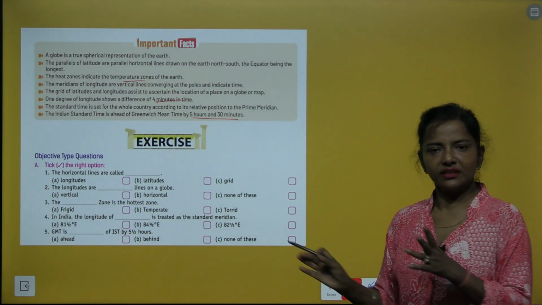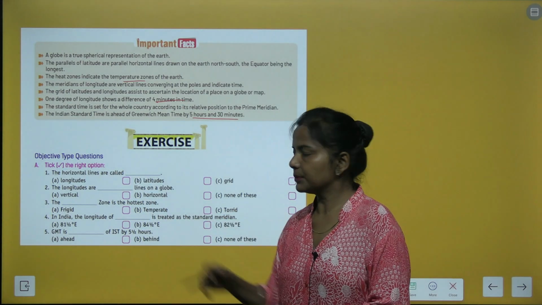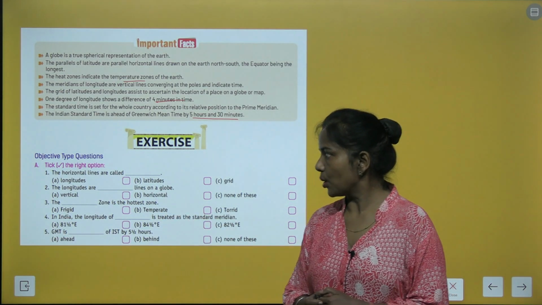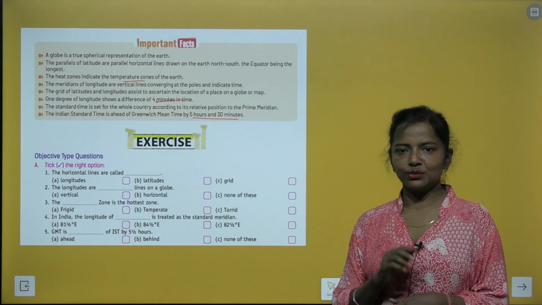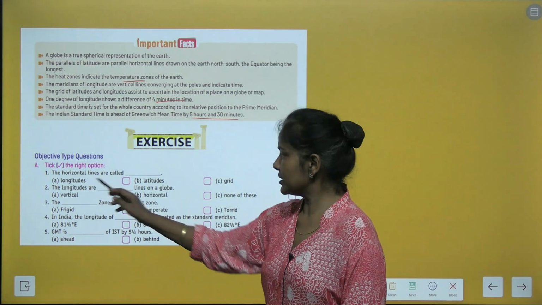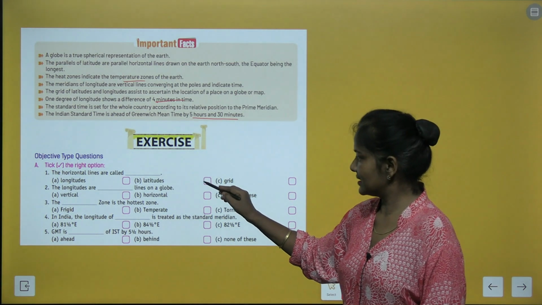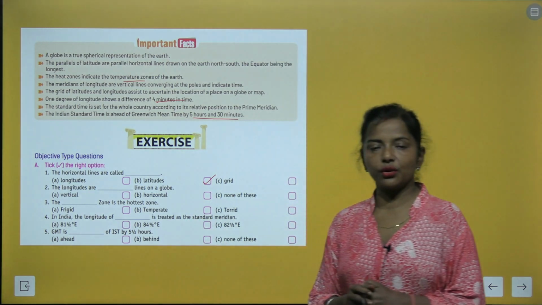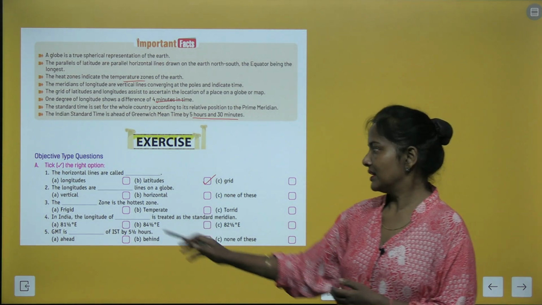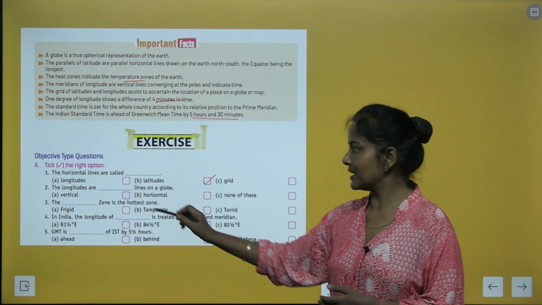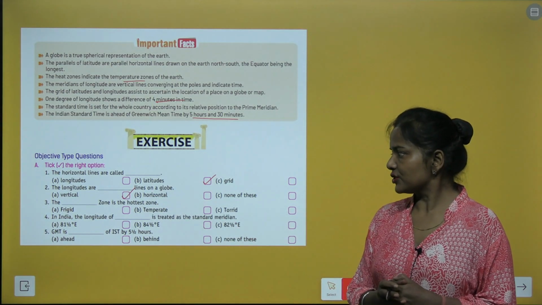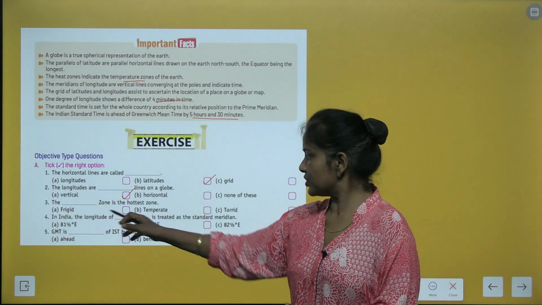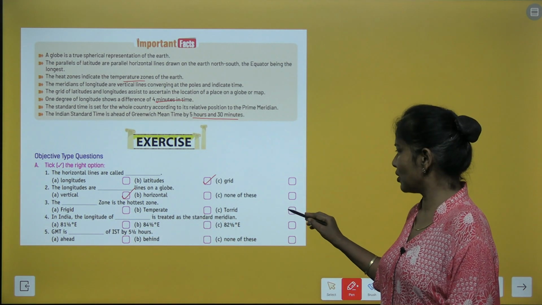Okay? Now children, the exercise to do objective type questions. Take the right option. The horizontal lines are called dash. Longitudes, latitudes, grid. They are known as the latitudes. The longitudes are the dash lines on a globe. Vertical, horizontal, none of these. They are the vertical lines. The dash zone is the hottest zone. Frigid, temperate, torrid. It's the torrid zone.